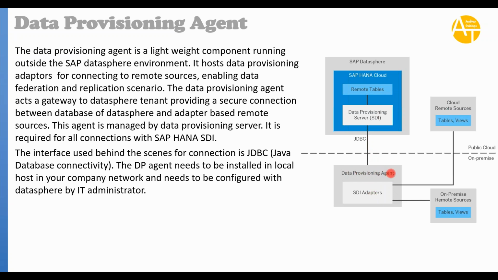First, you need to configure this agent, add the adapter to connect to your on-premise system, do the connectivity from here. Then third step, you need to configure this agent with your DataSphere. Usually this activity is done by an IT administrator in your company, and configuring SDI with this agent is done by the DataSphere administrator. So that is what you need to carry out to be able to do the connectivity.